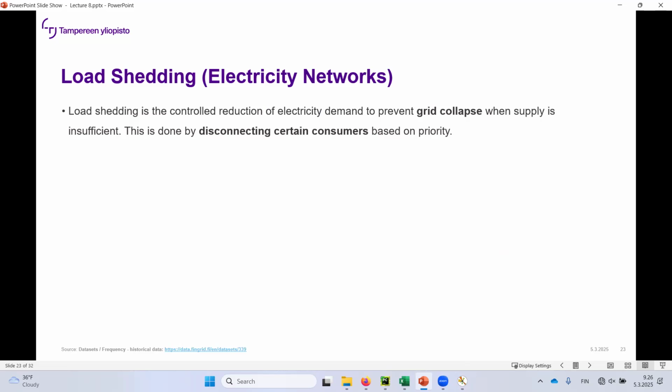Load shedding: controlled reduction of electricity demand to prevent grid collapse when supply is insufficient. So if Olkiluoto 1 and 2 were to trip now, they would most likely have to start doing this. So hopefully that doesn't happen.